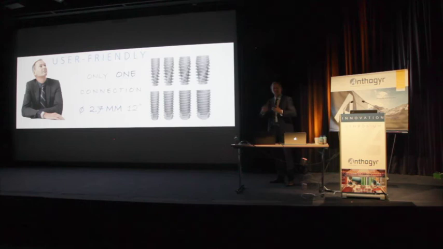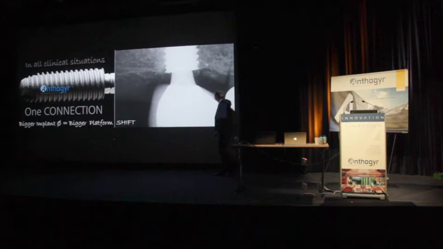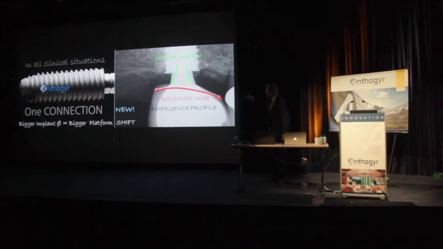This was for me a little bit different to make, for instance, a big molar on a 2.7 millimeter connection. And this is also giving me a huge platform shift and a strange emergence profile. You see the platform shift on a 5.2 millimeter. It's really big. And I have now a very narrow emergence in the first 1.5 to 2 millimeter, and then I go wide.